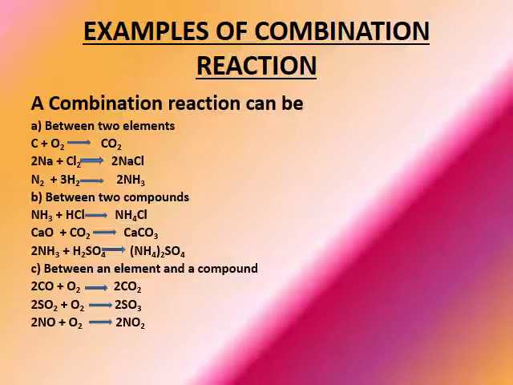A combination reaction can be between an element and a compound also. Carbon monoxide CO reacts with oxygen to form carbon dioxide. Sulfur dioxide SO2 reacts with oxygen to form sulfur trioxide SO3. Nitric oxide NO reacts with oxygen to form nitrogen dioxide NO2.